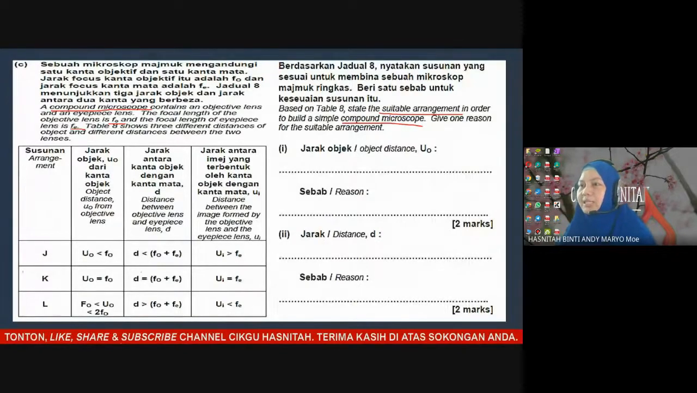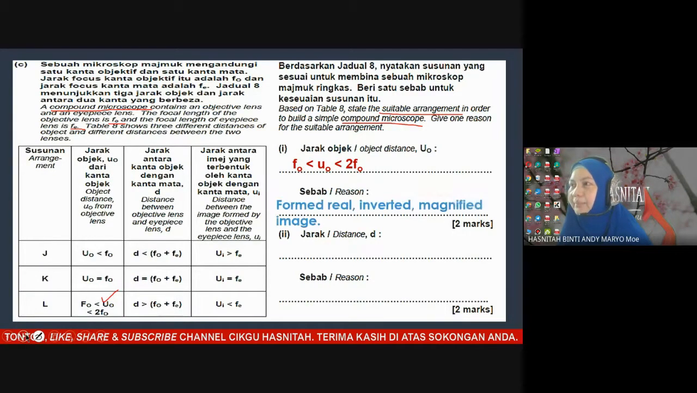So this is the object distance, between FO and 2FO. So this is the answer. We answer this way: object distance is between FO and 2FO. What is the reason? The reason is so that it will form a real, inverted, and magnified image. So by placing the object here, our objective lens will form a real, inverted, and magnified image. In your workbook, this is stated in point 2F. Okay, next.